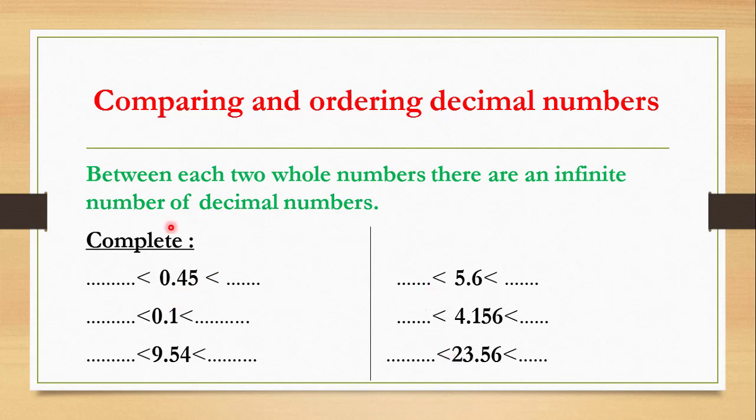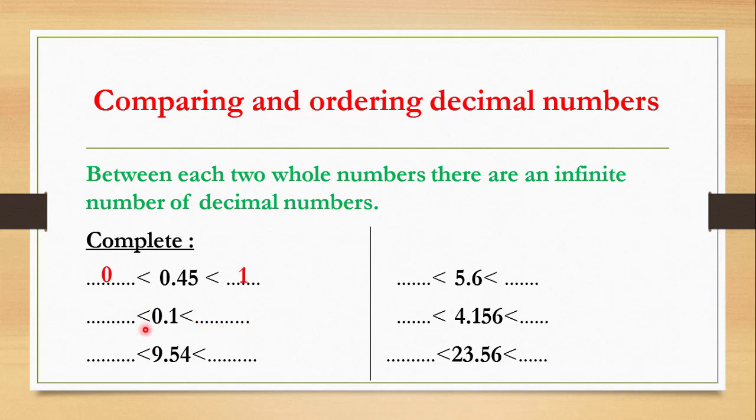The first one here we have 0.45. This decimal number lies between two whole numbers. The first one is 0, because here we have 0 and a decimal fraction. And what is the whole number just after 0? 1. Whole number means number without any fractions, just a number.